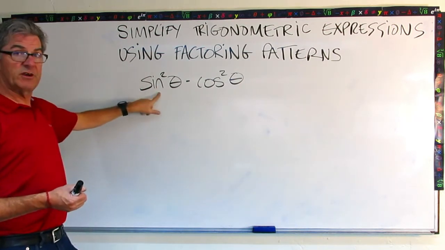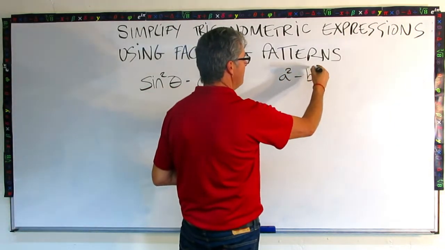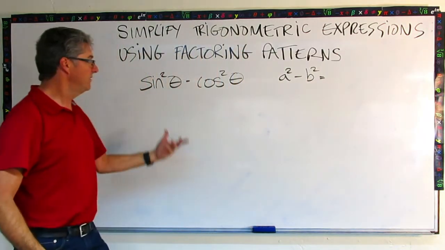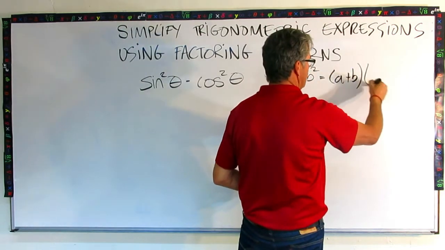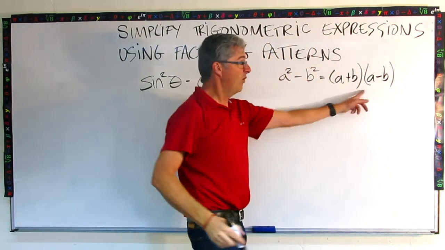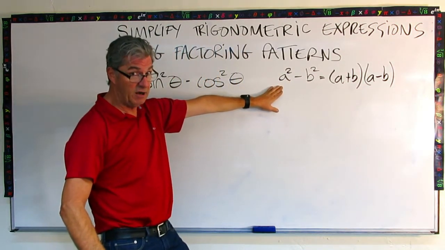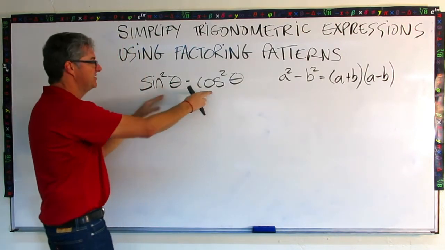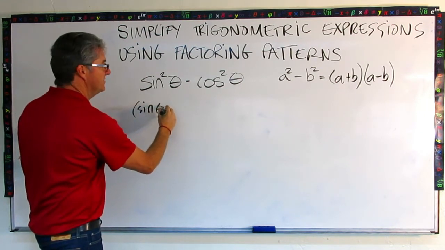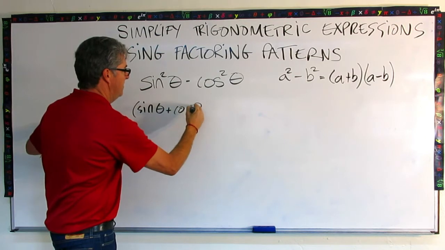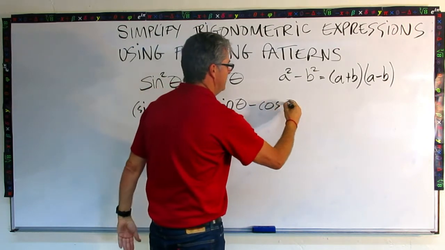But there's a factoring pattern that deals with this. This is the difference of squares. It's one thing squared minus another thing squared. That's what this is. So if you remember that pattern, this is a plus b times a minus b. If you FOIL this, you'll wind up back here. Okay, so using that factoring pattern allows me to factor this like so. Sine theta, let's do plus cosine theta times sine theta minus cosine theta.